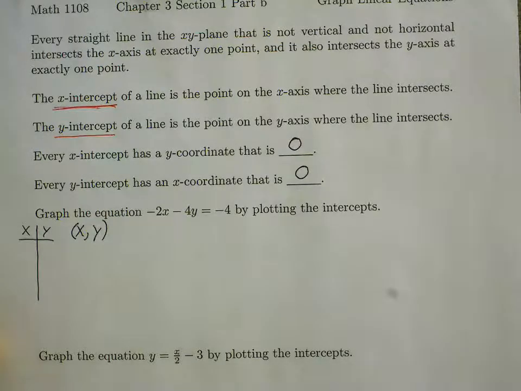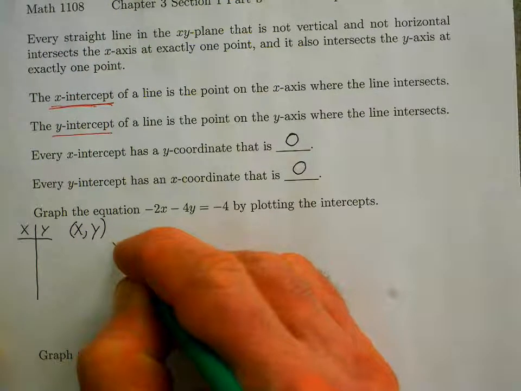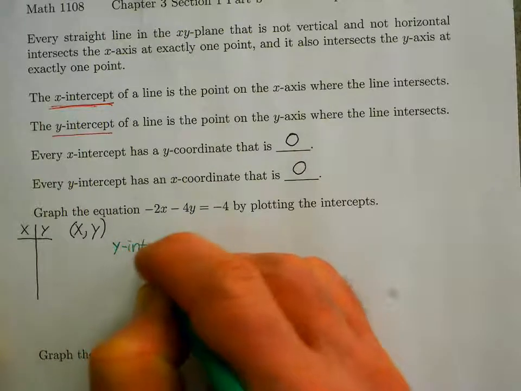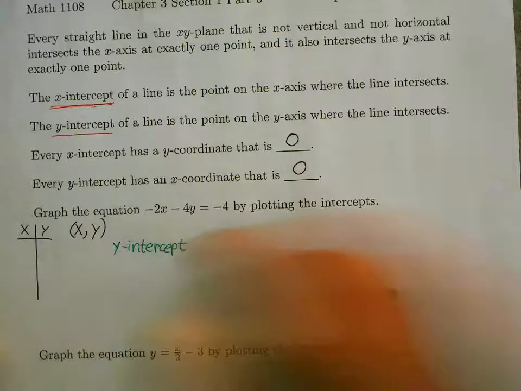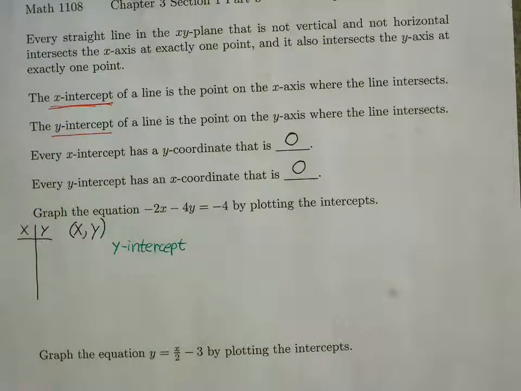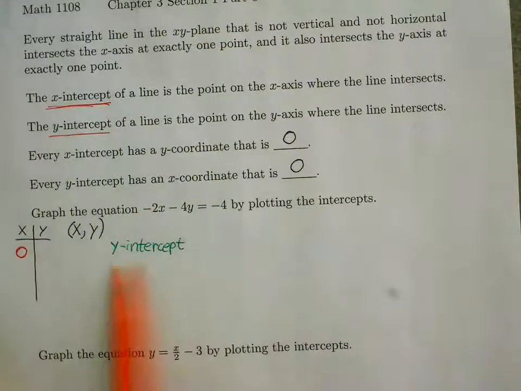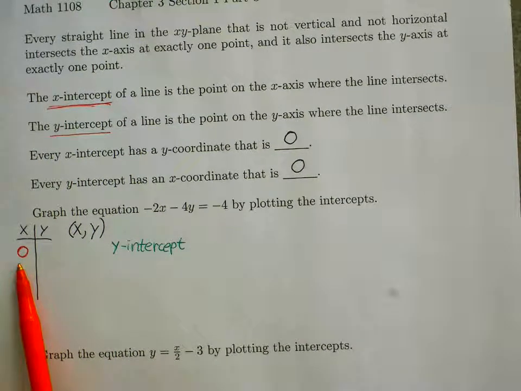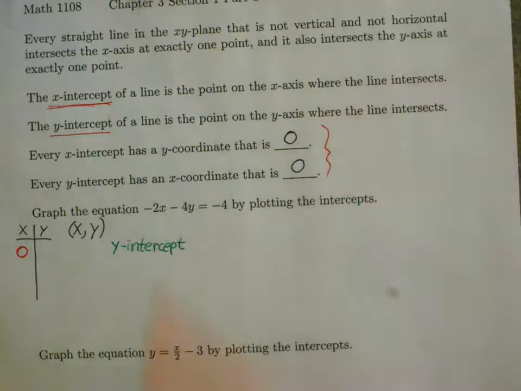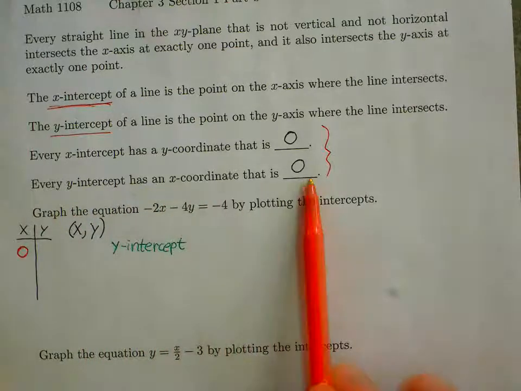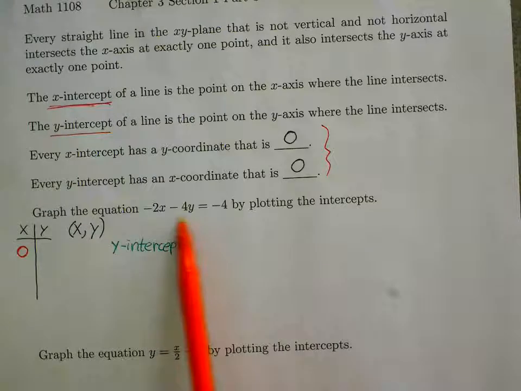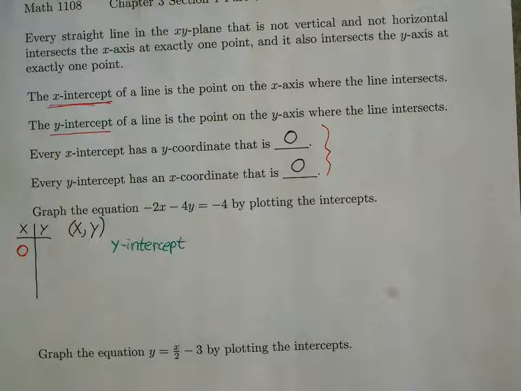Okay, so if I want to find the y-intercept, what should I do? I pick x to be 0 because every y-intercept has an x-coordinate that is equal to 0. That's one of our two statements up here. Every y-intercept has an x-coordinate that is 0. So in the equation, we replace x with 0 and do the arithmetic to find the corresponding y-coordinate.